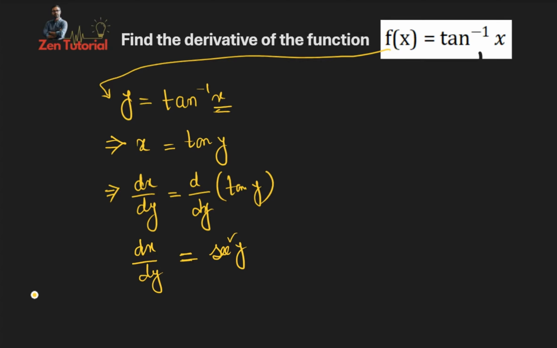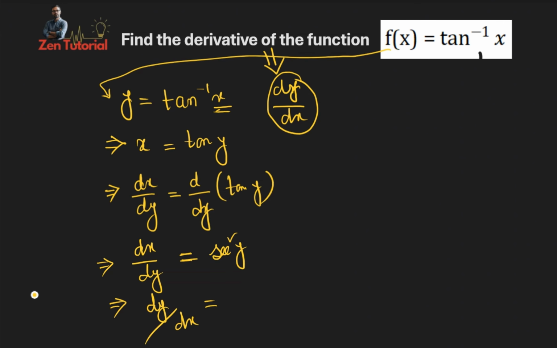So what we have to calculate from the question is actually dy by dx, because the variable here is x. We have dx by dy. Now if we invert this equation, we could write down dy over dx is equal to 1 over sec square y, right? Now we could write down dy by dx. Of course, this is not yet the final answer.